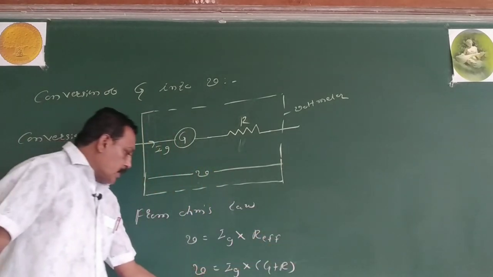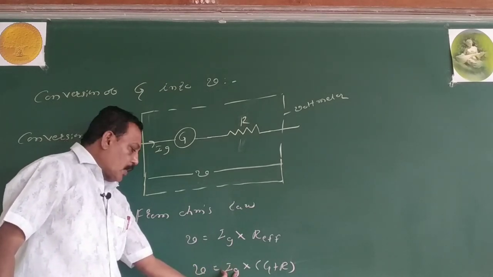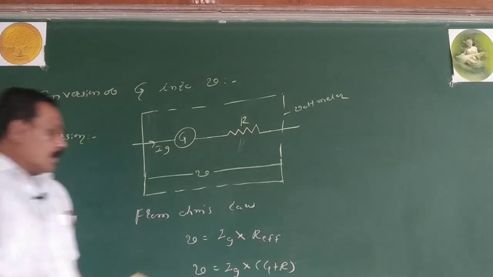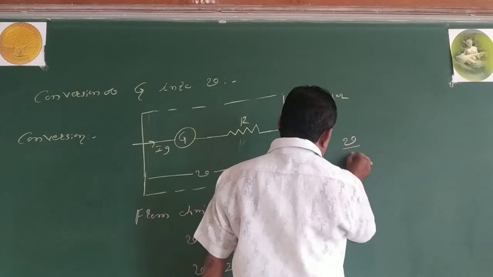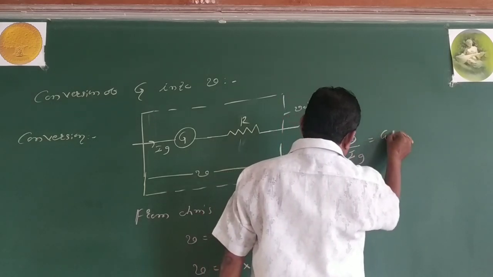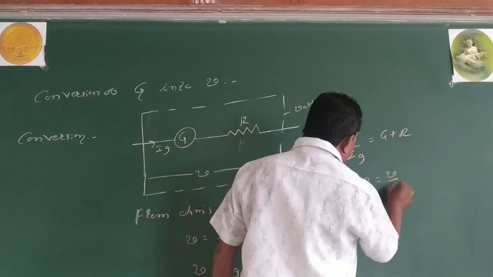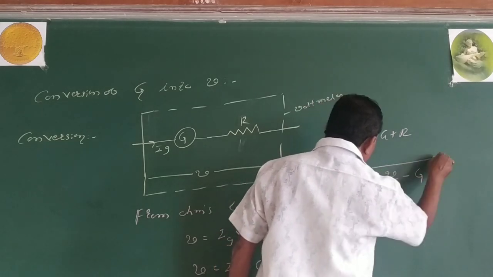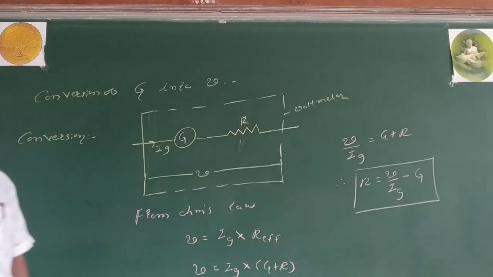From this equation it is clear that the potential difference V is directly proportional to the current through the galvanometer, Ig. Right? Then I need R. V by Ig is equal to G plus R. Therefore, R equals V by Ig minus G. Now, this is the required high resistance to be connected in series with the galvanometer.